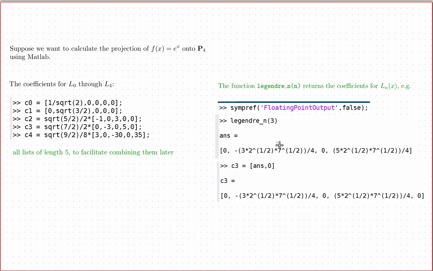We've got the square root of 7, and etc. Looks a little different, but it's equivalent. So you can use that also. Rather than looking them up, you can just use this to generate the coefficients. And then to make C3 a list of length 5, I just took the answer I just got and appended a 0 to it, which you can do very easily in MATLAB. I just said list answer comma 0. It just takes the previous answer and adds a 0 at the end. So this is exactly the same as what I had before, including the 0 I added at the end here. Right? So easy to do.